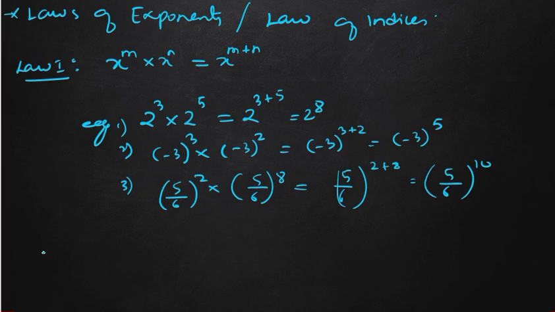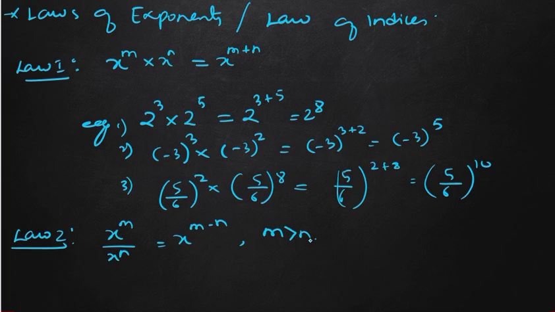Okay, very easy. So next we have law 2, that is x power m divided by x power n. Now you can see that the bases are same, powers are different, but they are in division. So if they are dividing each other, then the power will get subtracted, m minus n, not n minus m. You need to remember that m must be greater than n. If we see some example, 5 power 3 divided by 5 power 2.